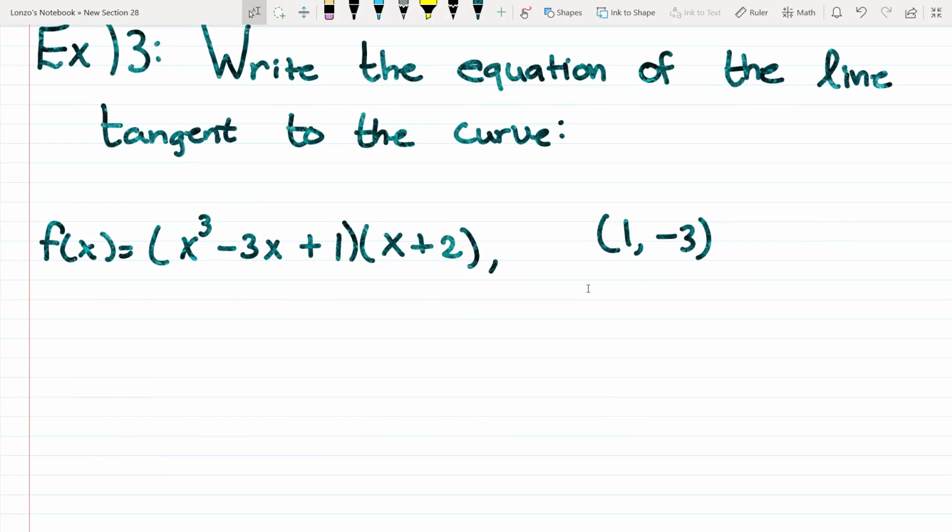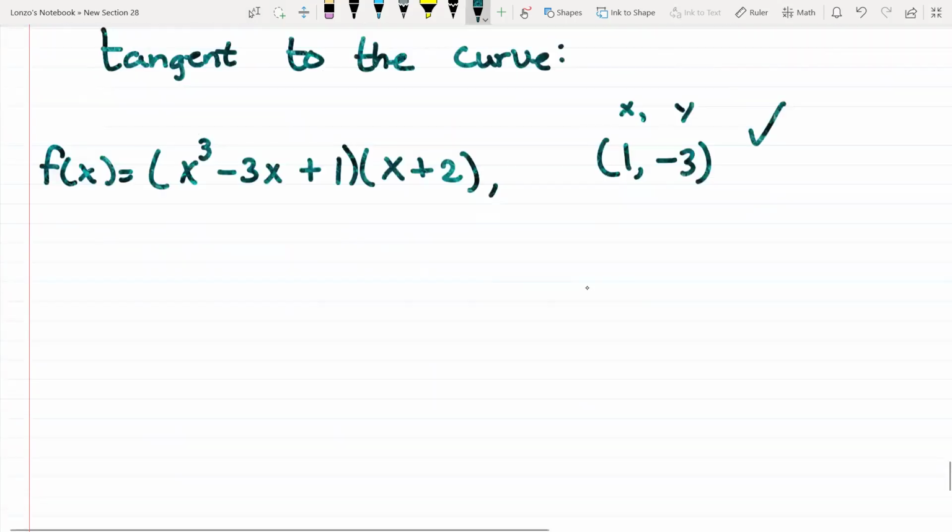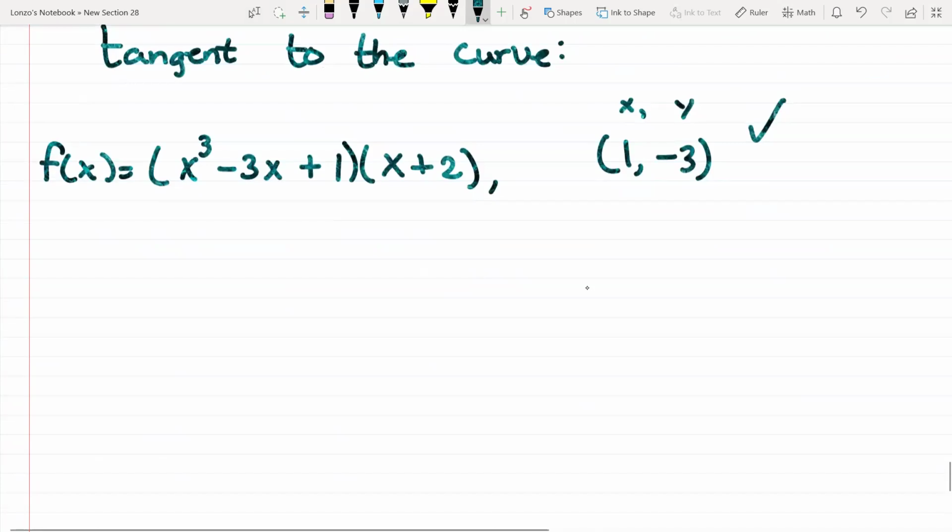So the first step is check if I have a coordinate. I do. I have an x coordinate and a y coordinate, so that's good. I don't have to find the y. The next step is find the derivative and plug in your coordinates. So how would I find the derivative of this? I am not going to use product rule. You could, but I don't want to. Instead, I will just FOIL it out, collect like terms, and maybe just take the derivative of each term, right?